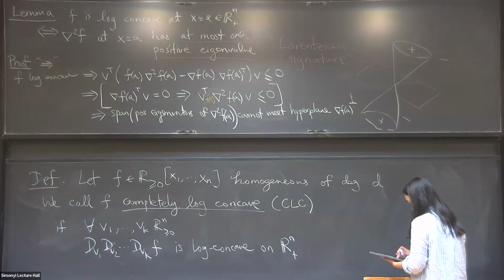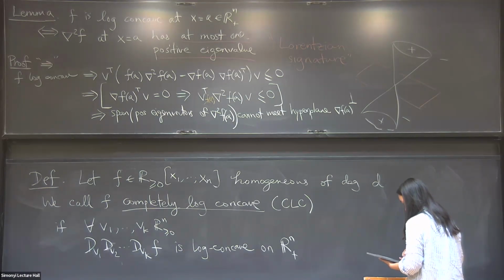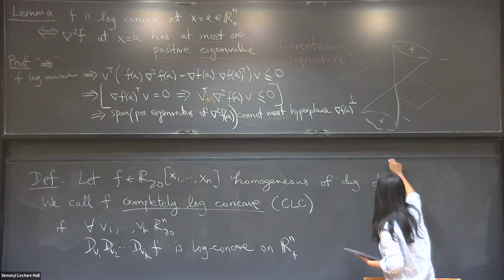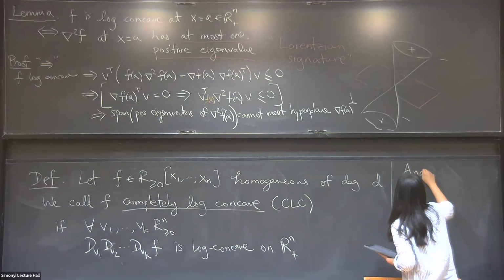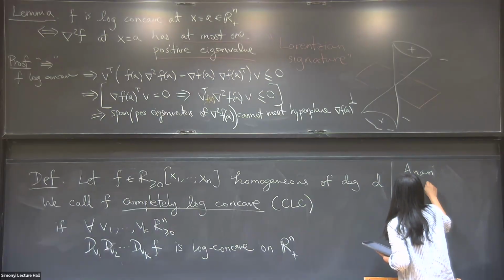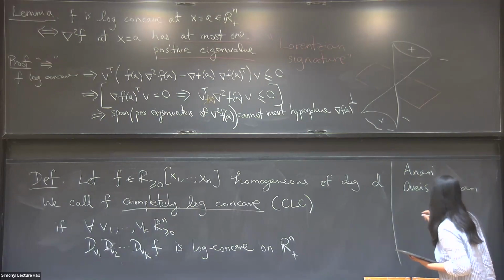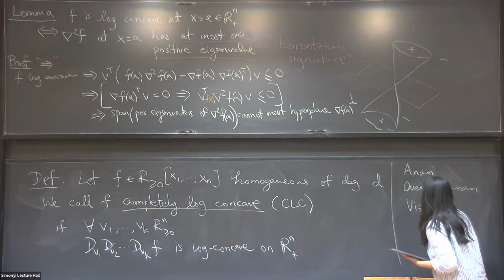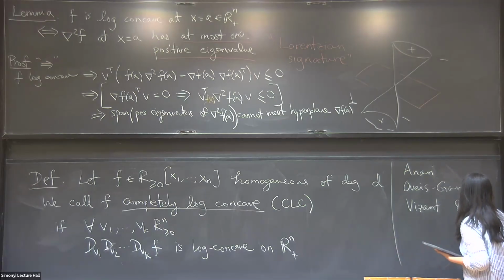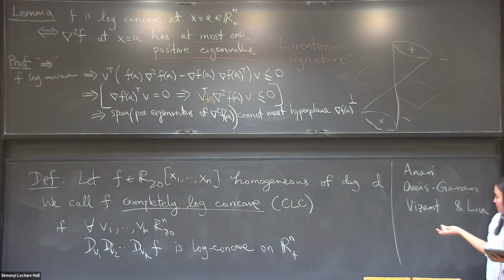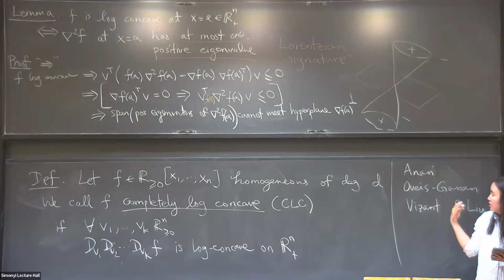Let's give some credit to the authors. This definition is due to Anari, Liu, Oveis Gharan, and Vinzant. Some of it was also joint work with Liu. They have a series of four papers where they study various things about these polynomials and show their implications in matrix theory, combinatorics and computer science.